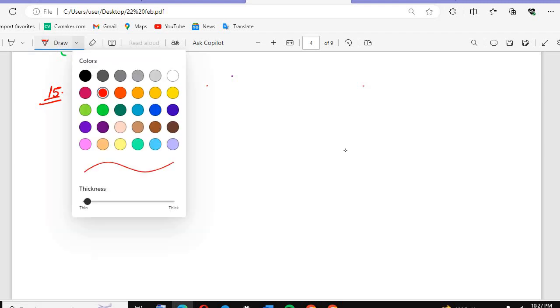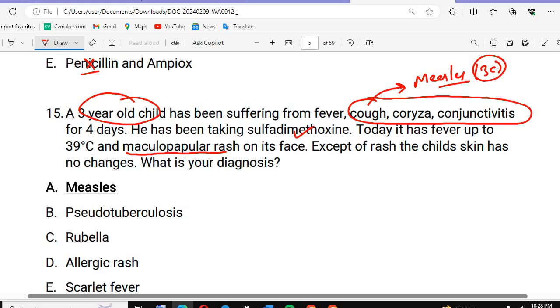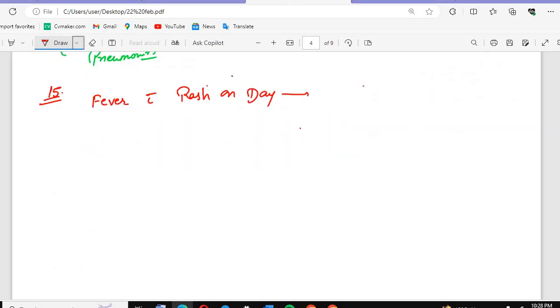So it was question number 15. One thing we already studied about the rashes. All rashes we will study. One rash we studied was Kawasaki disease, in which there is a maculopapular rash and strawberry tongue. Now before going to that, there is a fever with the rash on a particular day. See, there is cough, coryza, conjunctivitis for 4 days, and here is the maculopapular rash on the face on day 4. So we are seeing that there is a fever with the rash on which day.